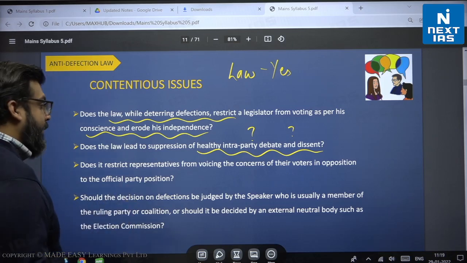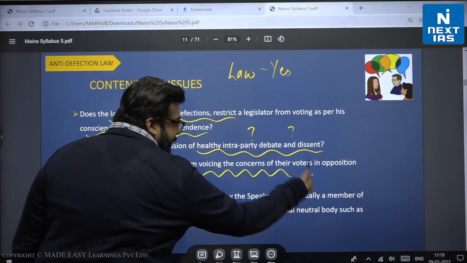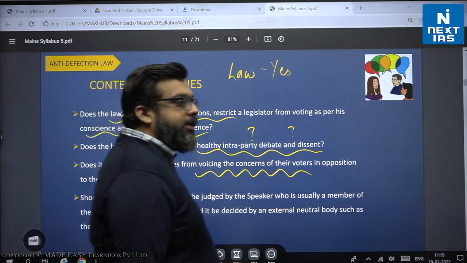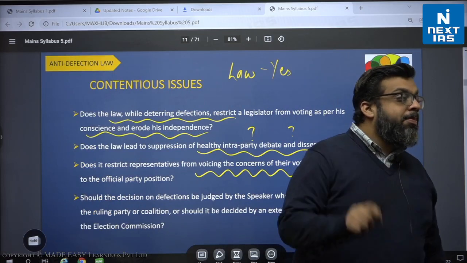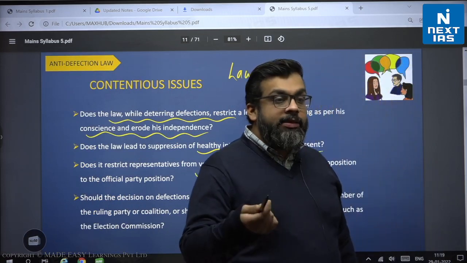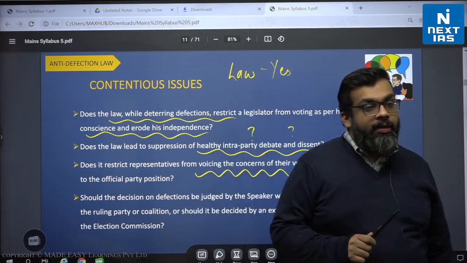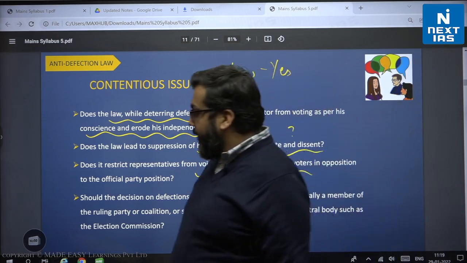And third, because of this, does it restrict them from voicing the concerns of their voters in opposition to the official party position? Did you ever hear of a BJP MP from Punjab having concerns over farm laws? कभी नहीं, क्योंकि व्हिप है, आप बोल नहीं सकते.